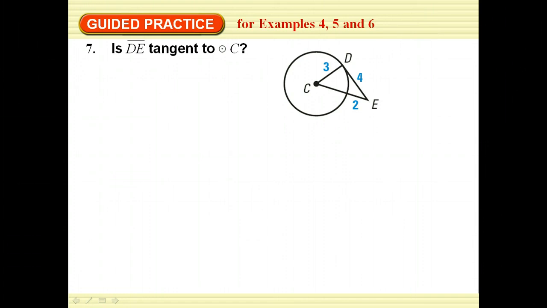What I have to do is look at, if this segment is 3, so is this segment. And so what I have is my hypotenuse is 5, and so I have a 3, 4, 5 triangle. So yes, that is a tangent circle, because remember, a 3, 4, 5 forms a right triangle because that's one of our Pythagorean triples.